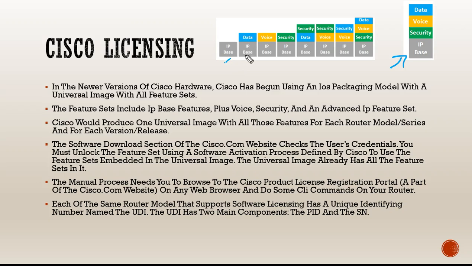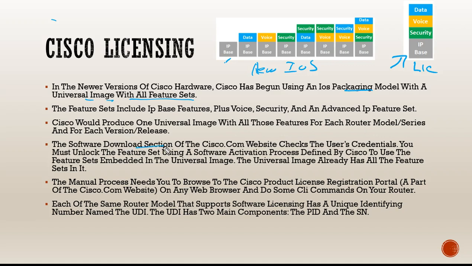We had the base here, and we had the base plus data, so you would have to install a new IOS. You would have to copy the new IOS every time you wanted to change anything. In this case, we just change the license, and then we get that particular element. So the newer version began using an IOS packaging method with a universal image with all the feature sets. They include the IP base, voice, security, and then the advanced setup. We produce one image with all those features for each router series.